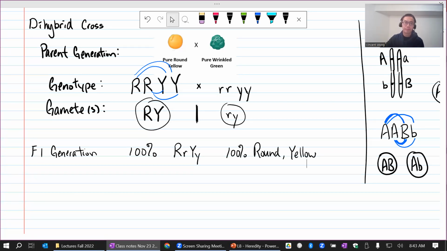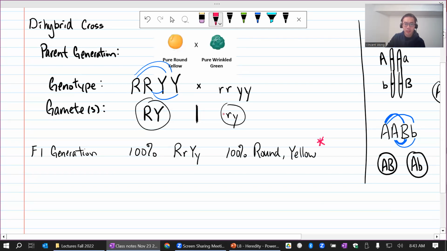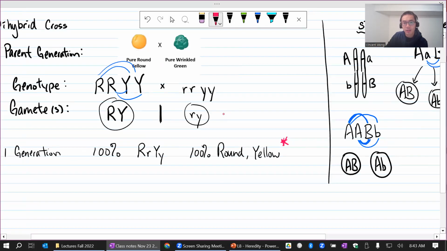Okay. Now I want to make a note here. This is important. Knowing this will help you with some of the questions. I'm gonna put a star here. You see, it's 100% round and yellow, which looks like this parent, right? Where should I put it? Just right here.